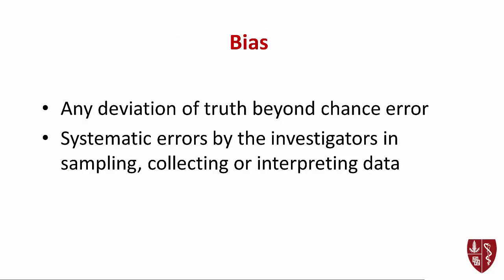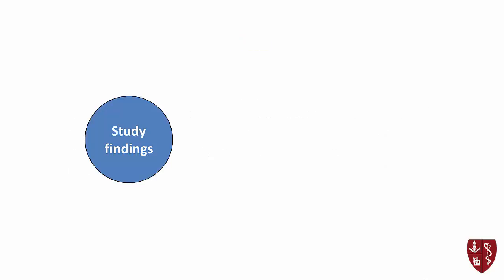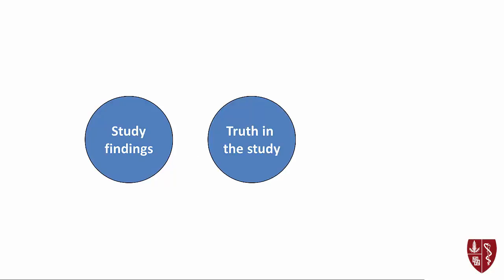So bias is any deviation from truth beyond just chance or random error. And so bias is usually produced by systematic errors during the design and conduct of the study. So the way in which the investigators have done their sampling, the way they've collected the information, or the way they have analyzed and interpreted the data can all lead to biased results. So when we look at a paper and say we are looking at the study findings, if we believe that the study results are valid, then we would assume that the study has internal validity.